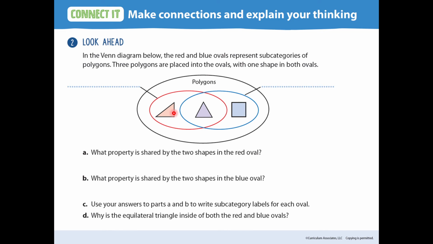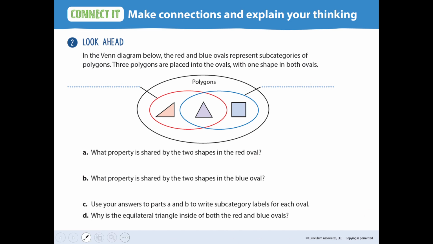Letter B. What property is shared by the 2 shapes in the blue oval? So we have this equilateral triangle here and a square. And something that I know that those 2 shapes have in common is all of their sides are the same length. They all have equal sides. Letter C. Use your answers to part A and B to write subcategory labels for each oval. So the first subcategory label would be triangles. And this one over here would be equilateral polygons.